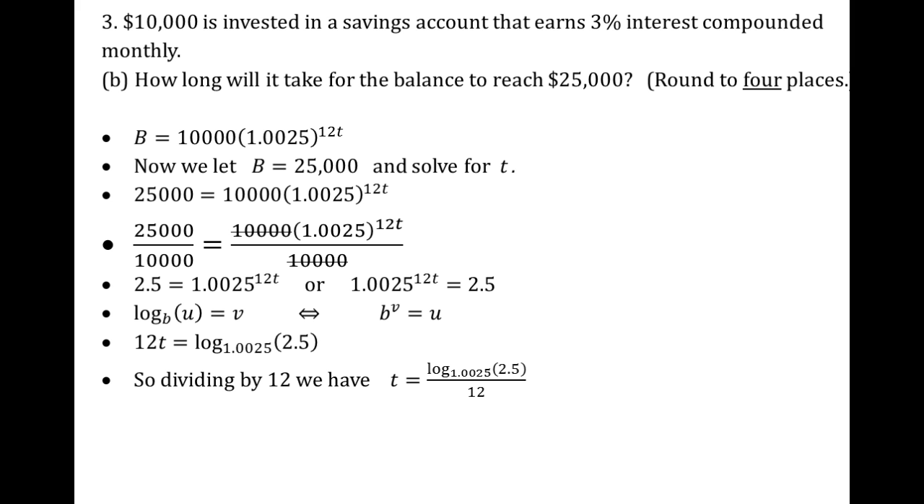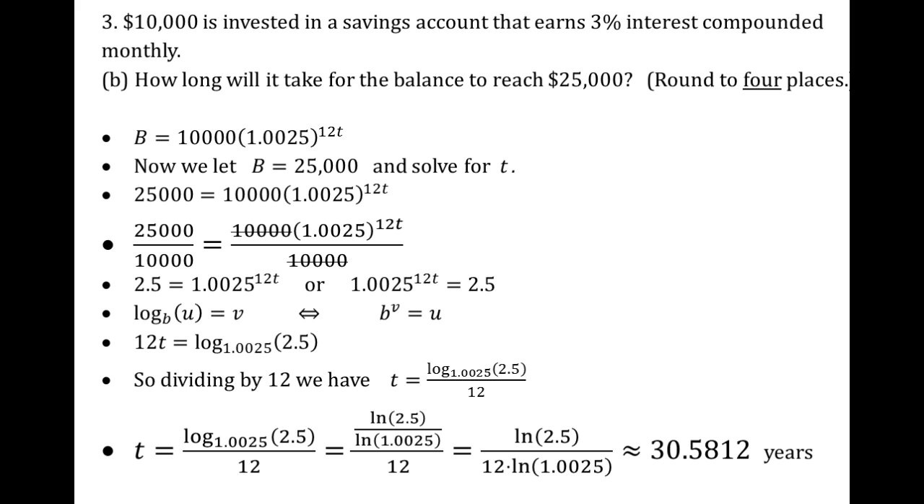That's a perfectly fine answer unless you want a decimal approximation. For that, you're going to have to use, again, the change of base formula. So you just apply that in the numerator to get the natural log of 2.5 divided by the natural log of 1.0025, over 12. And that is approximately 30.5812 years. And that finishes the third question.